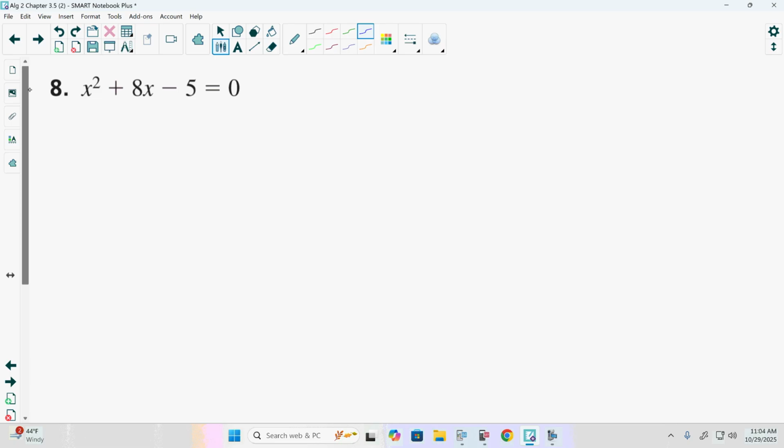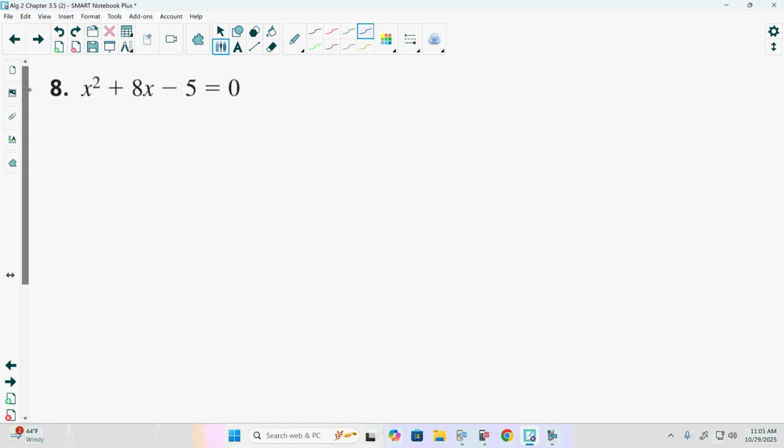Let's look at the next one: x squared plus 8x minus 5 equals 0. We can go through these steps here. We don't have variables on both sides of the equation. If we do, we need to get them together before we can really start this process. The only ones we don't necessarily have to have together are the constant terms, our terms without a variable.